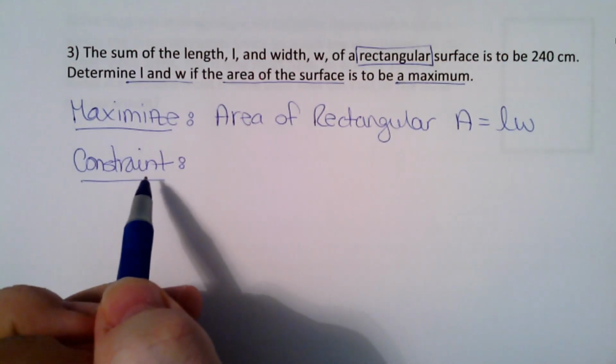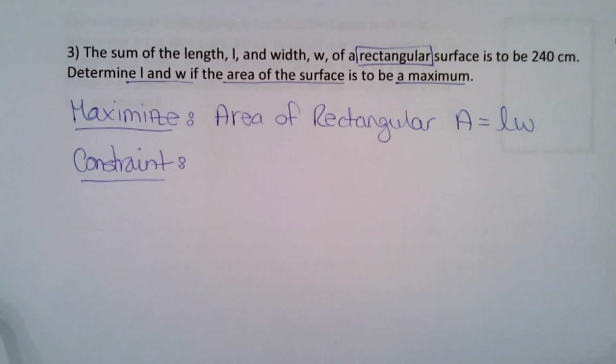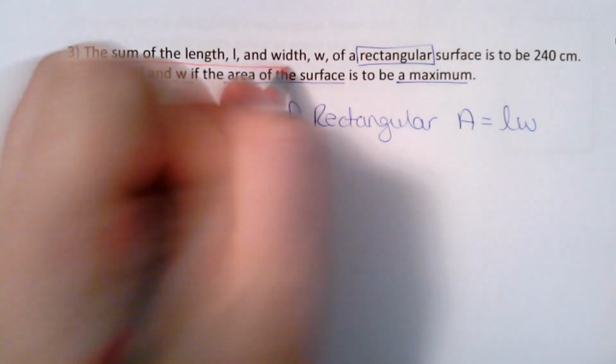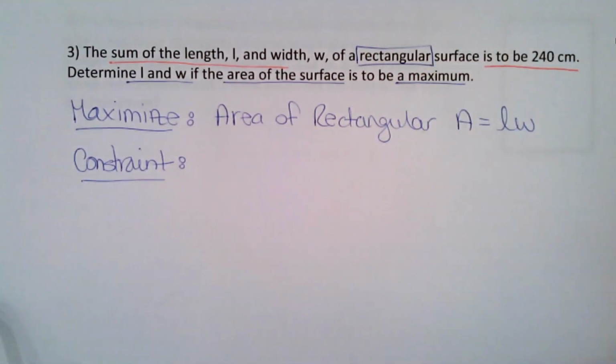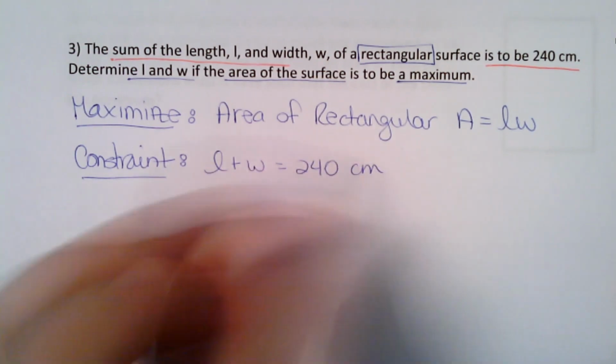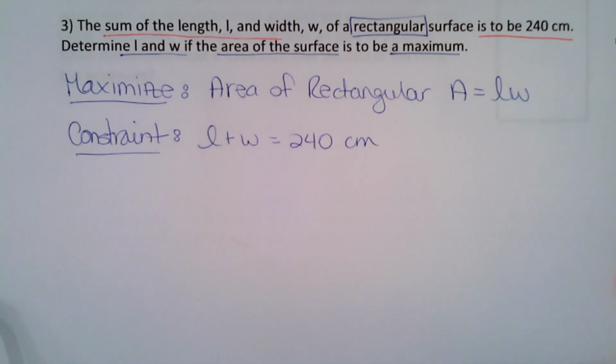So the constraint here, what do I need? Well, what else do I know about this rectangular surface? The sum of the length and the width has to be 240 centimeters. So I have to make sure that when I've created the area, the maximum area that I can, I have to maintain a length plus a width equal to 240 centimeters. That's my constraint. So that tells me how the length and width have to act with each other.